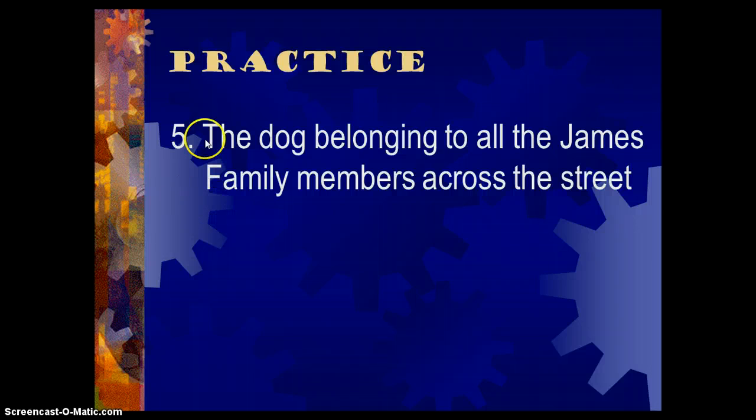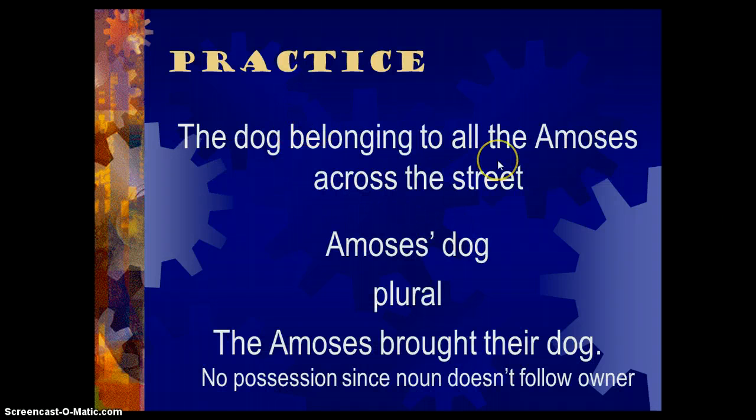This next one's a little tricky. The dog belonging to all the Amoses across the street. I guess it should have said Amos on that last screen. Sorry about that. It would be Amoses' because there's more than one of those, and just an apostrophe at the end because it is plural. We're talking about more than one person here doing the owning of the dog. So there's more than one, it's plural. The S goes at the end. If we said the Amoses brought their dog, there is no possession because the Amoses are not owning brought, the very next word.